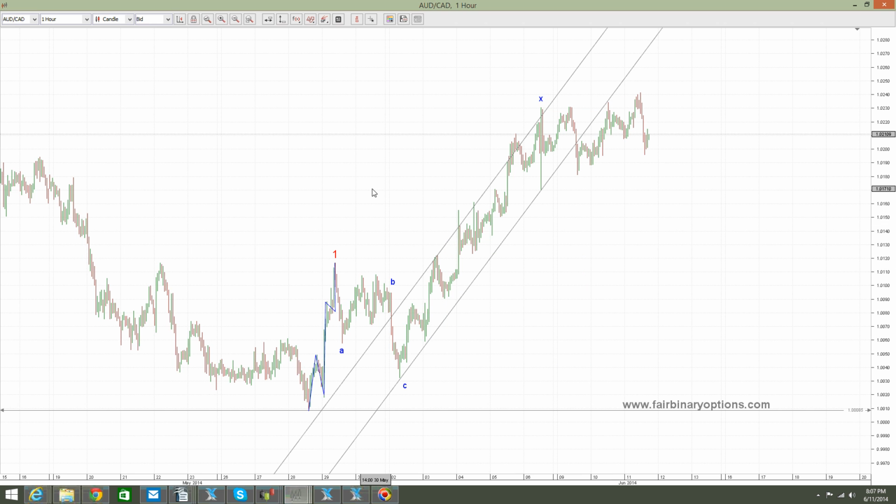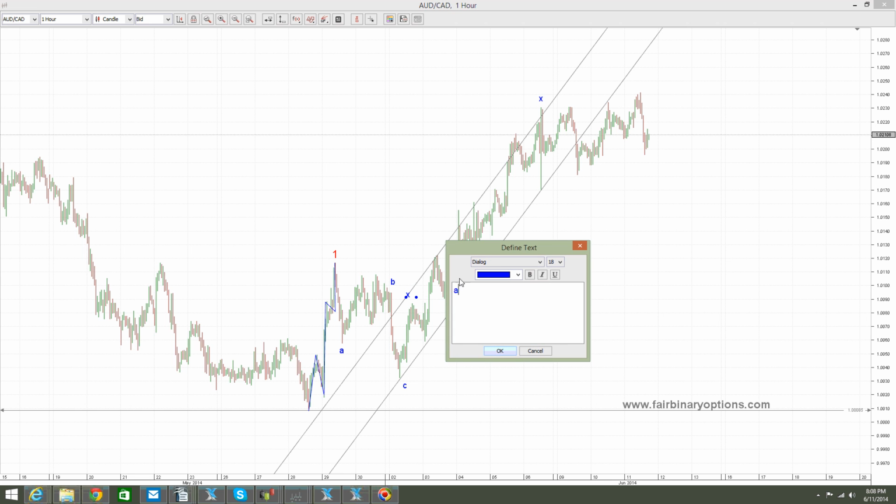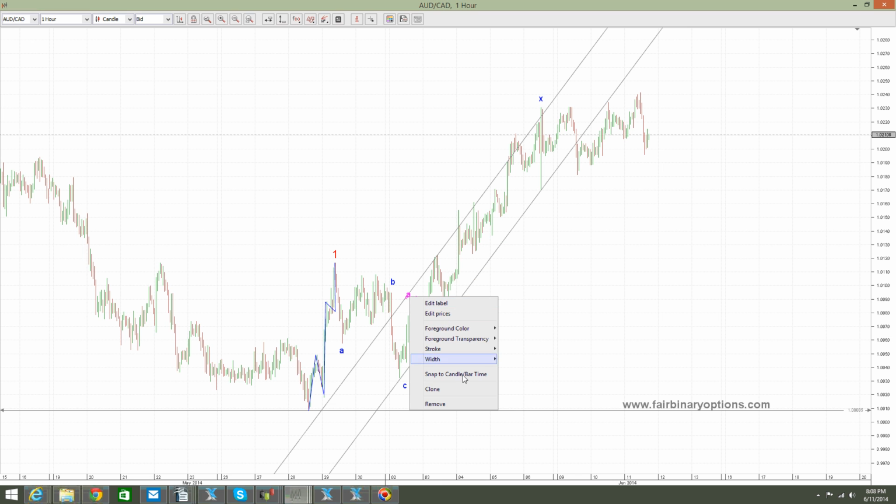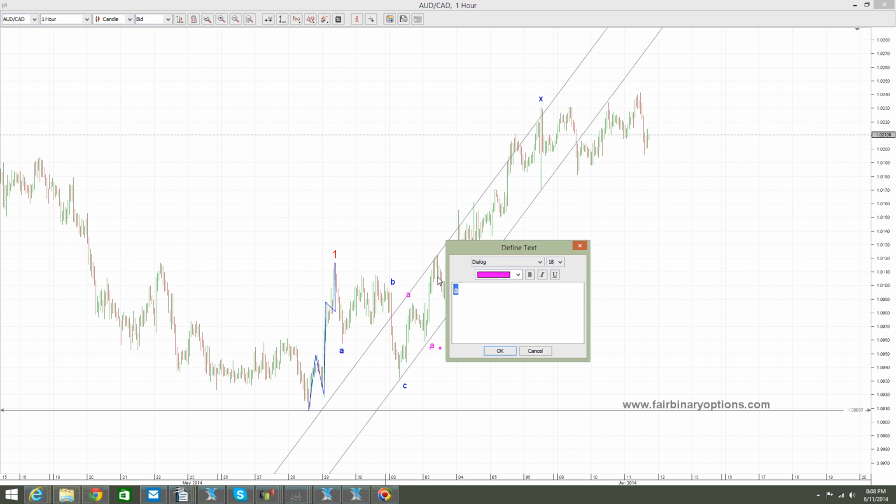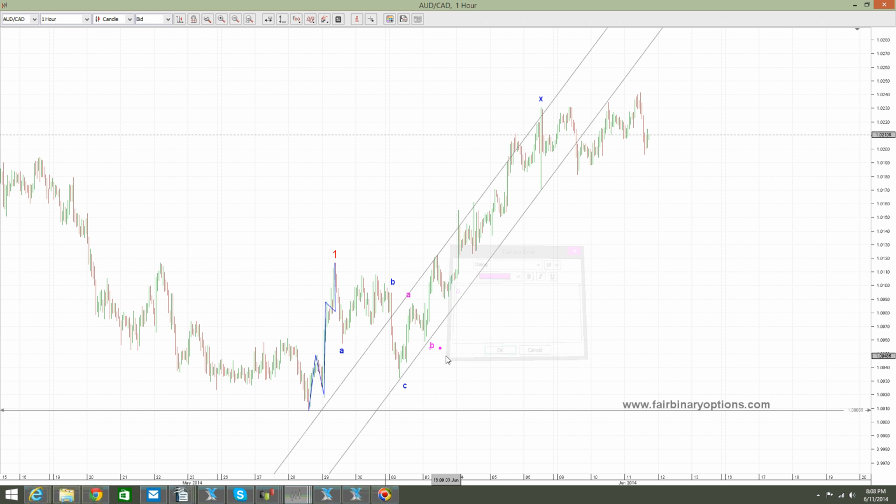So if this is A, B, C, and the X wave ends here, what is the structure of this X wave? The structure of this X wave goes of being wave A to the downside here, of a lower degree, of course, so we'll make it of a different color. The B wave to be done here, and the C wave to the upside, and this is called a zigzag, A, B, C.